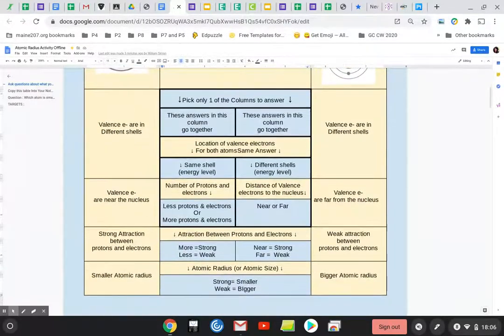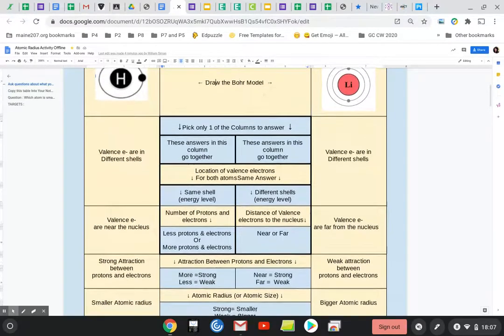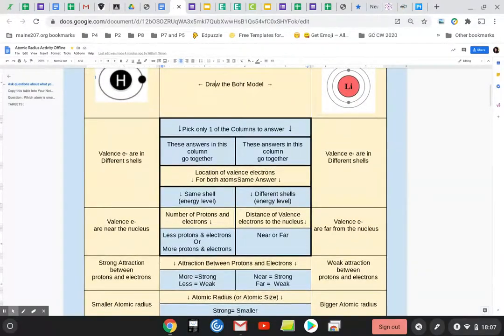Next, you're going to pick only one of the columns to answer for both elements. So for both elements, either you're going to answer on the left or the right side. The first feature is the location of the valence electrons. Where are they? Are they in the same shell, or are they in different shells or energy levels?